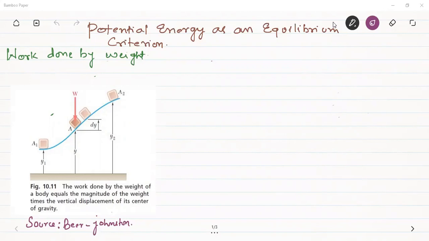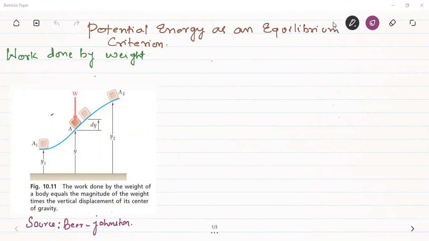criteria we discussed in the first unit, where we considered a rigid body, and if some forces and couples were acting on that rigid body, then the resultant force and the net moment on that rigid body should be zero for the body to be in equilibrium. One more criteria we had discussed just a few days back, that is the virtual work criteria.